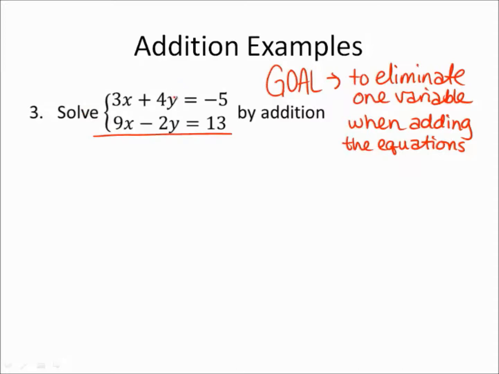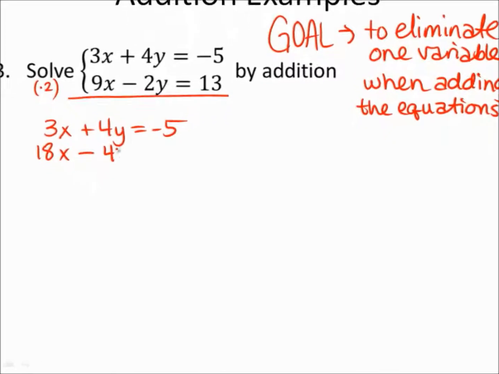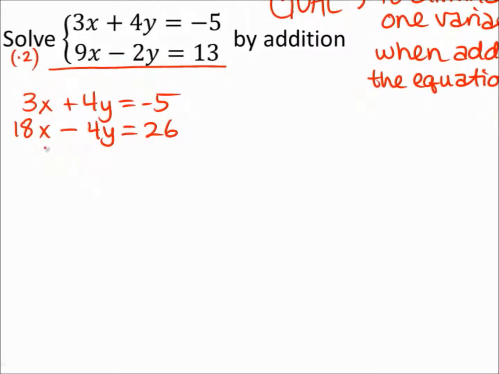Also, you could try to eliminate the y. It really doesn't matter. What would we do if we wanted to get rid of the y? Well, in that case, we'd want both of these to be 4, so we'd want to multiply the bottom by 2. And it's already negative, so it will cancel. Let's do that. Let's multiply the bottom by 2. So we have 3x plus 4y equals -5, and the bottom equation is 18x minus 4y equals 26.